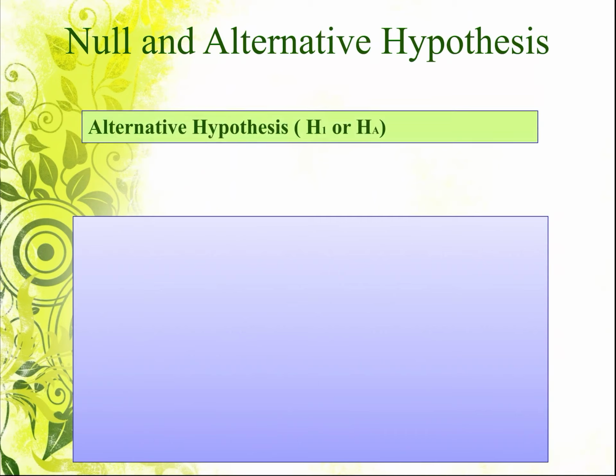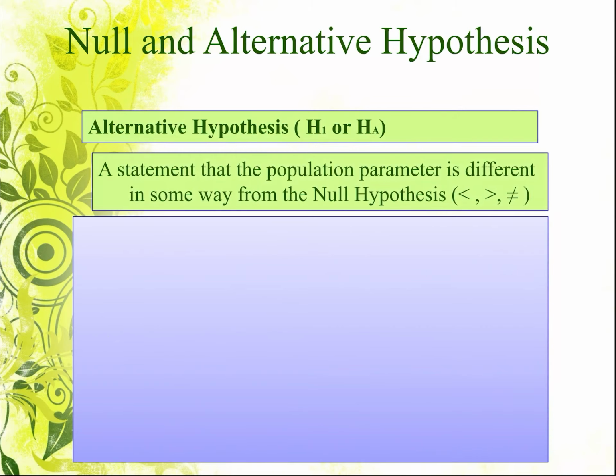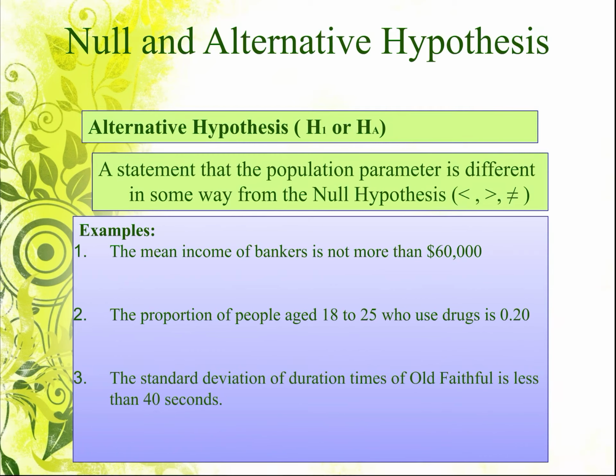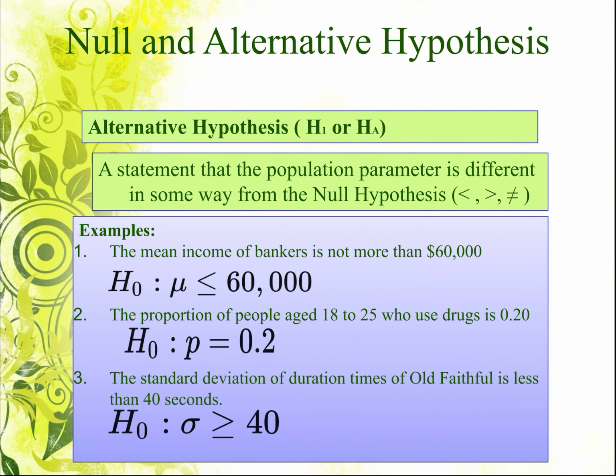Okay, let's talk about the alternative hypothesis. The two common notations are either HA, which I like because A stands for alternative, but you'll frequently see in textbooks H1 for the alternative hypothesis. And this is a statement that the population parameter is different in some way from the null hypothesis. A lot of textbooks define these slightly differently. For us, let's go back to those same examples that we were using, and we're basically going to have the null hypothesis and the alternative hypothesis be the opposite of one another.